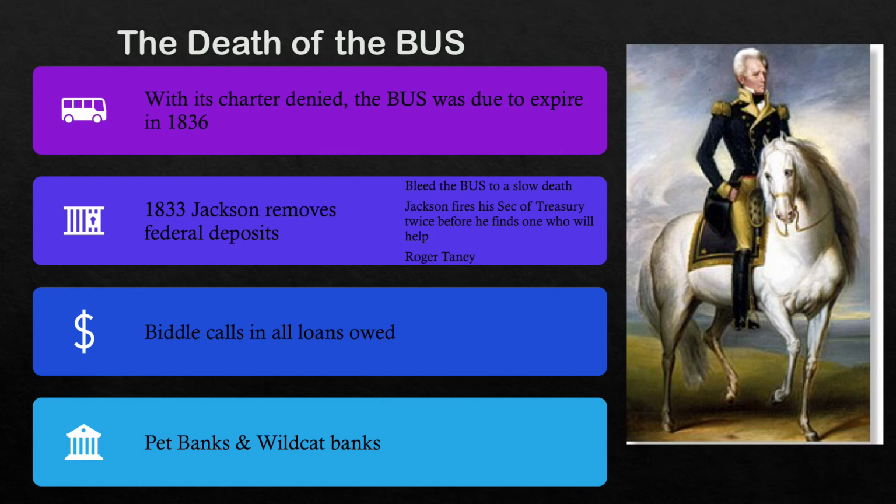Thank you, Jackson. So there you have it. Those are the two big issues in Jackson's first term, nullification. In his second term, you've got the bank. Nothing else really to talk about with Jackson.